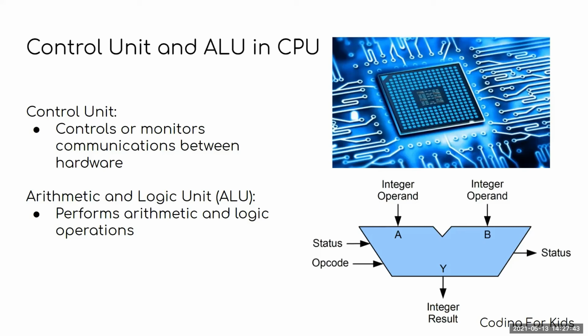The arithmetic and logic unit, or the ALU, performs arithmetic and logic operations. So this kind of does coding and math operations. For example, if we were having a calculator, it would do all the calculations and stuff like that. So that's what the control unit and arithmetic logic unit is. We call the arithmetic and logic unit the ALU. So it's just short. If you say ALU, that means the arithmetic and logic unit.